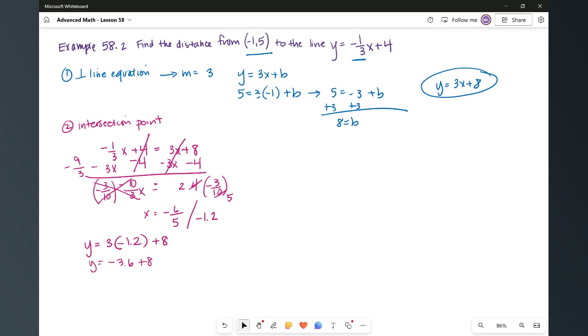So y is going to equal 4.4. Let me double check that. Yep. So y equals 4.4. So my total point is negative 1.2 and 4.4. All right. Last step.